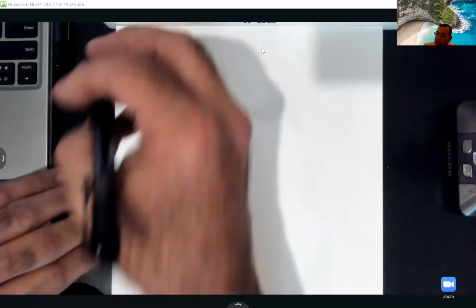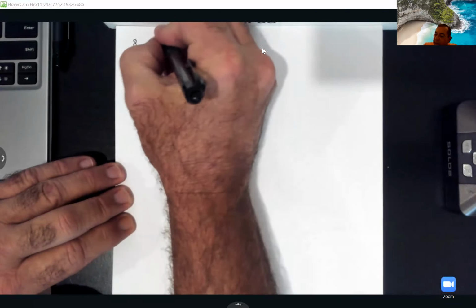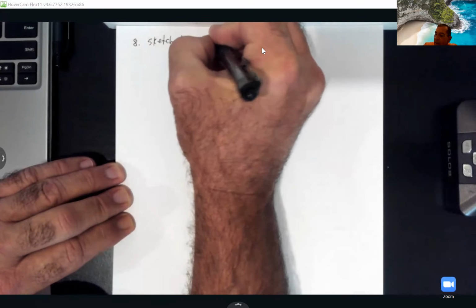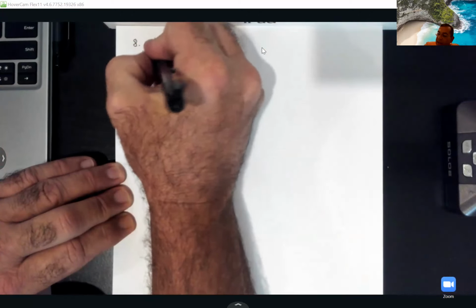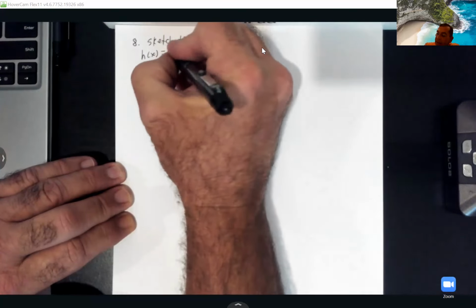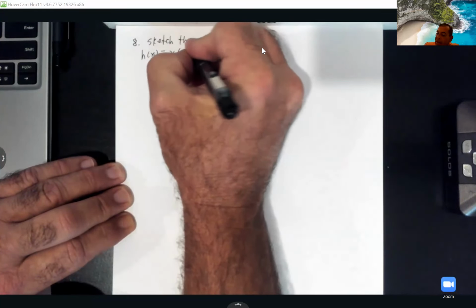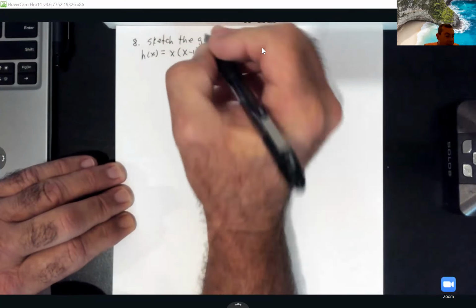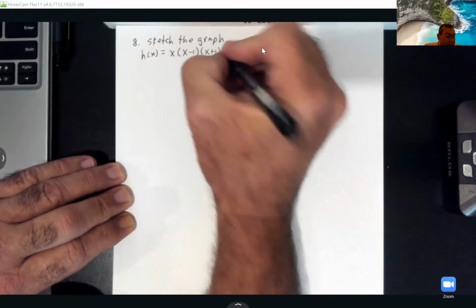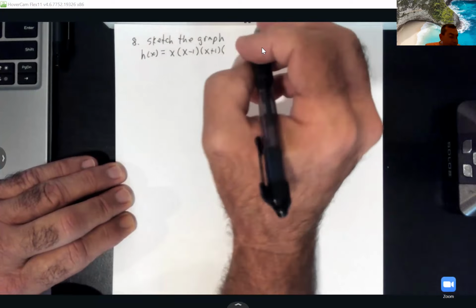Right, then you're going to get into a few graphing. So this wants me to sketch the graph. They're giving us h of x equals x times x minus 1 times x plus 1 times x minus 6.